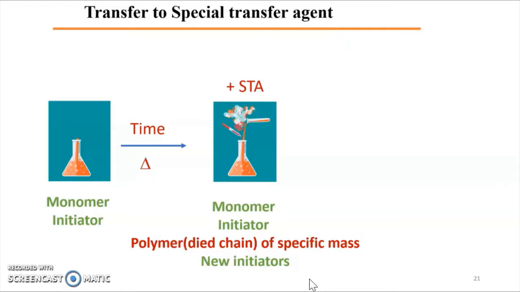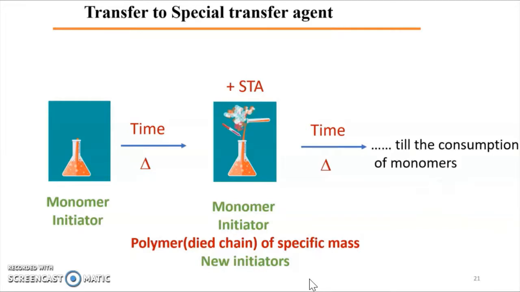Now if we continue the polymerization for another 1 hour, for example, and we add again the special transfer agent, we can continue doing this till the total consumption of monomers in the medium. By this way, the transfer, as I said, is positive because I'm controlling the mass that I want. At the time that I know I'm reaching the desired molar mass, we add the special transfer agent, and we continue doing this till the end of polymerization.